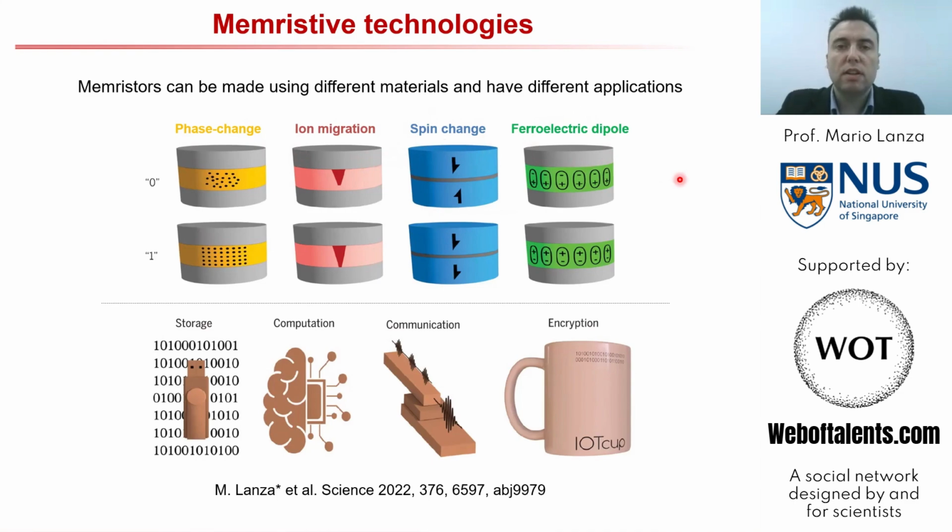Memristors are normally used as non-volatile electronic memory because they can emulate very well the ones and zeros of the binary code. However, it has also been proposed that they can be used for in-memory computing, for radiofrequency telecommunication, especially in the 5G and the 6G bands, and also for advanced data encryption.